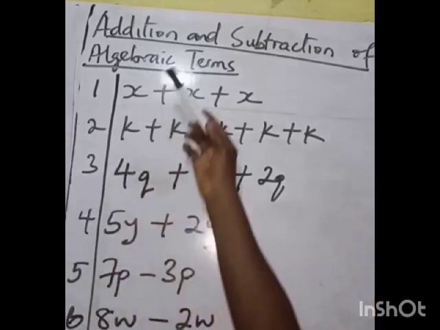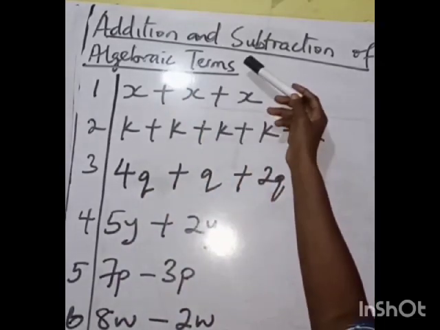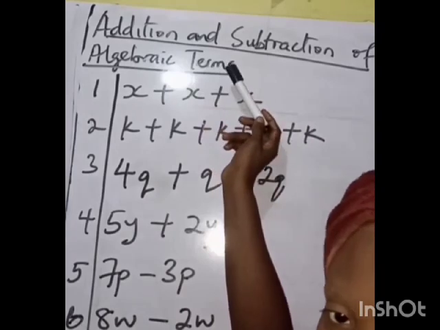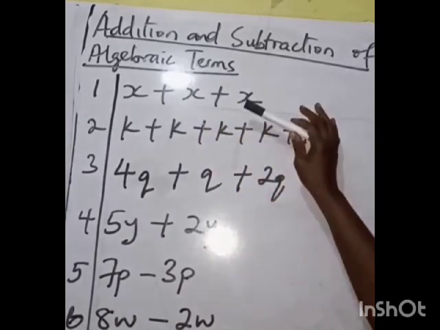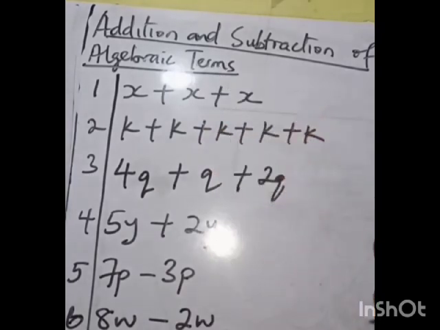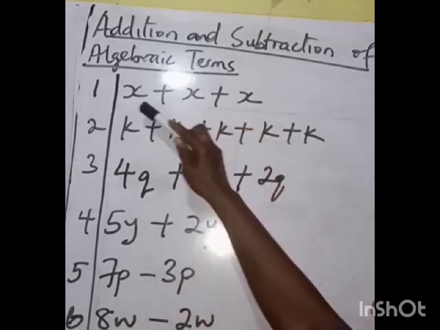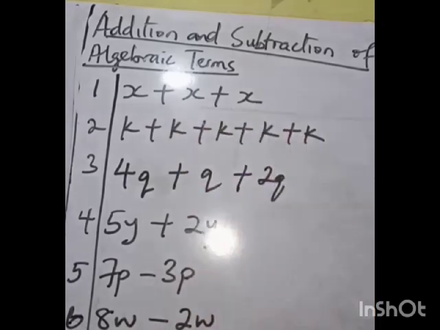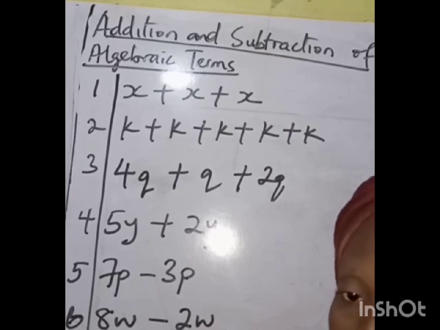So the second topic we are going to treat today is addition and subtraction of algebraic terms. When you look at the board, you will see some algebraic terms written, and we are expected to either add or subtract them. Number 1, x plus x plus x. When you add a particular letter repeatedly many times, you have the coefficient. Repeated addition of a particular letter gives us the coefficient.